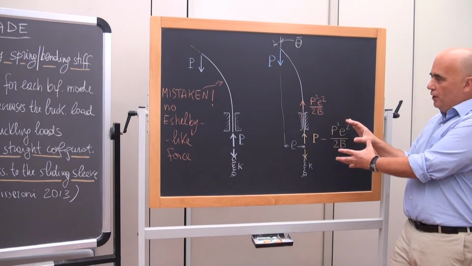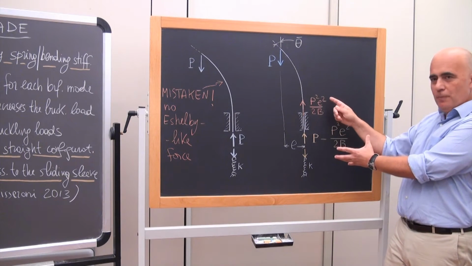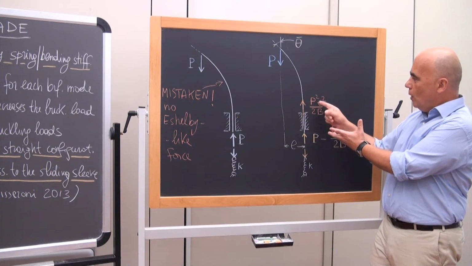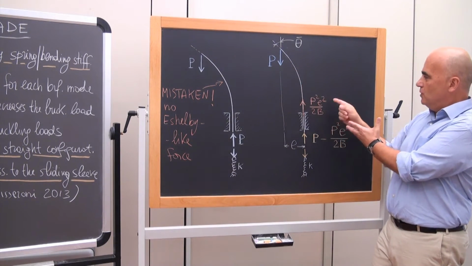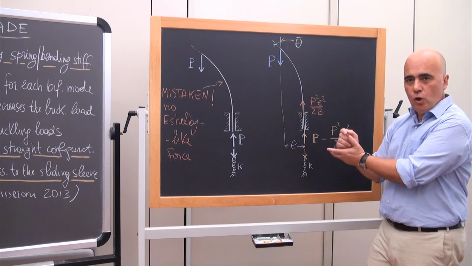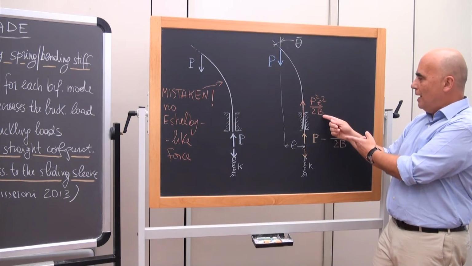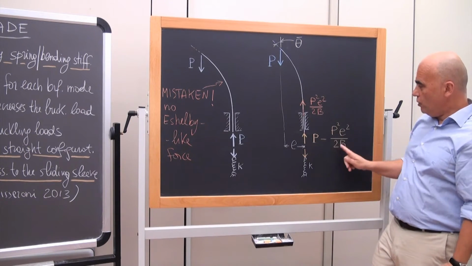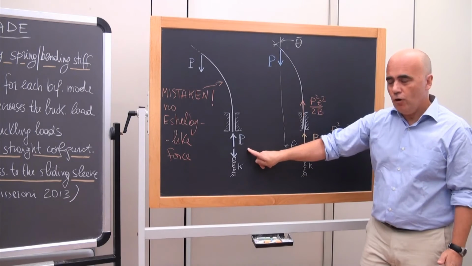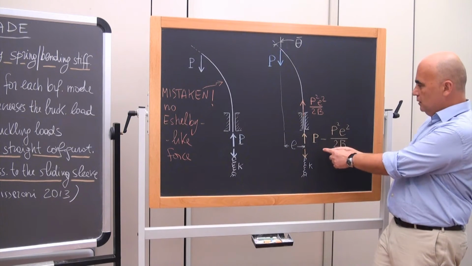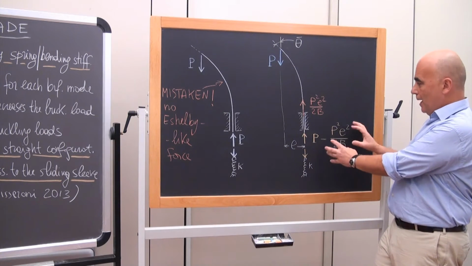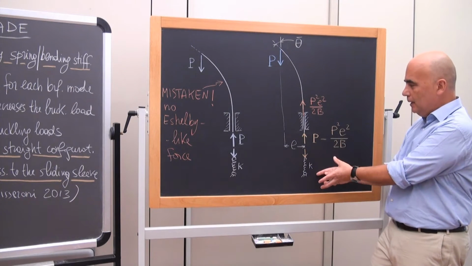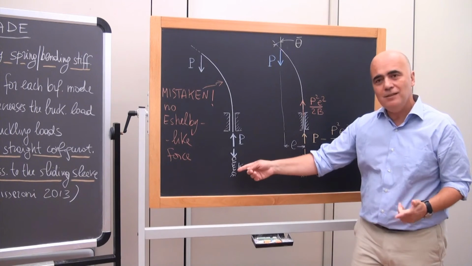But in this situation, we have added the Eshelby-like force, which is an axial force, which is the square of the applied load times the square of the arm of this load, divided by 2 times the bending stiffness of the beam. So the force here is different from this force because we have here the Eshelby-like force. And this force changes completely the equilibrium here. And in particular, the spring carries less load than in this case.